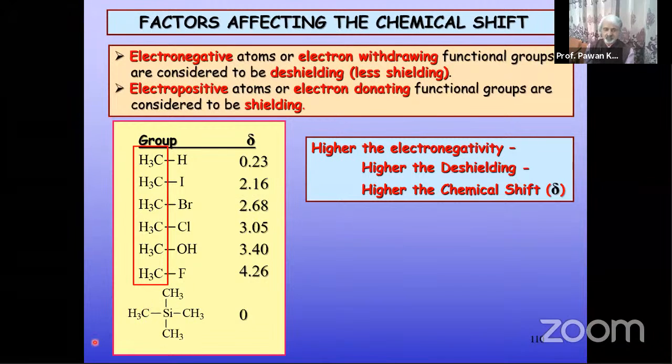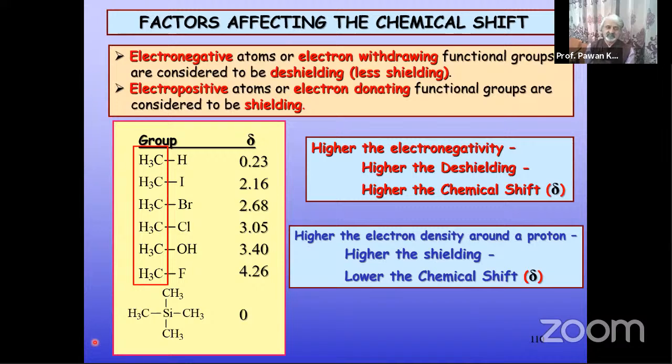Whereas for TMS, we set it to 0. So I would say that for the young learners, for the new learners, instead of learning that higher the electronegativity, higher the de-shielding, I think the best way to learn it is by saying that the higher the electron density around a proton, higher the shielding. Lower the electron density, lesser is the shielding. So higher the electron density around a proton, higher the shielding, lower the chemical shift.